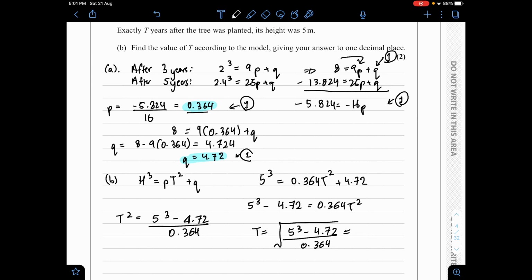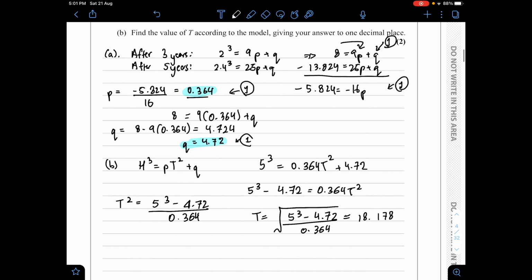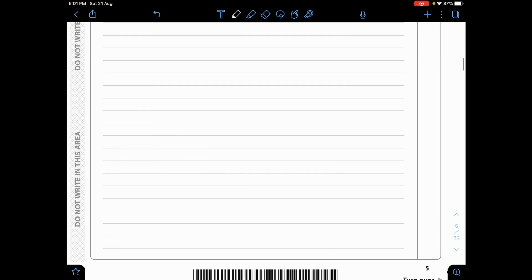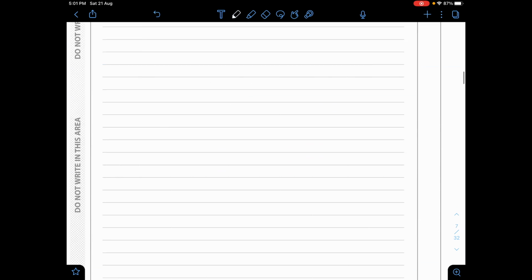So you get 18.178, and it goes on. So we can just round it off. They want it to 1 decimal place. You see over here, 1 decimal place. So that will be 18.2. So that is our answer. All right.